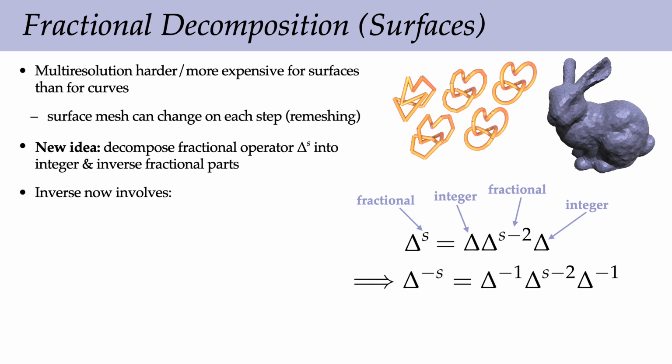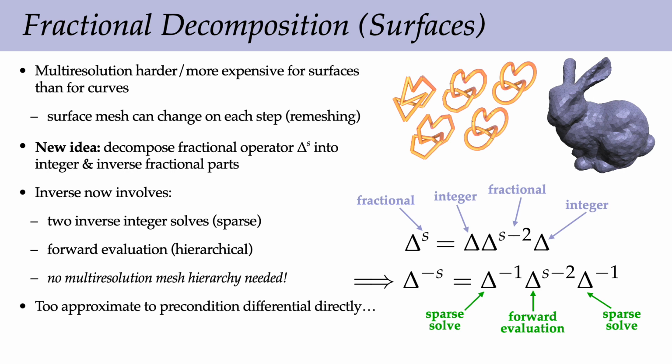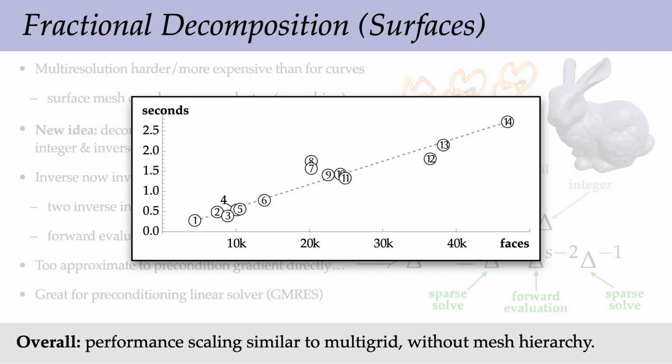Now, if we want to invert this operator, we just need to do 2 sparse linear solves using the ordinary cotan Laplace matrix, plus forward evaluation of the fractional operator, which we can do using our fast hierarchical scheme. So no multi-resolution mesh hierarchy is needed. As it turns out, this scheme is a bit too approximate to precondition the differential directly, but still provides an excellent preconditioner for an iterative linear solver like GMRES. And most importantly, if we run this scheme on larger and larger meshes, we get performance scaling that looks about as good as multigrid, except that, again, we didn't need to actually construct a mesh hierarchy.